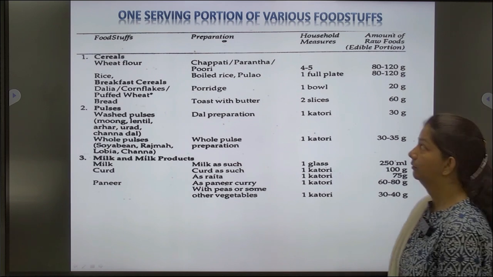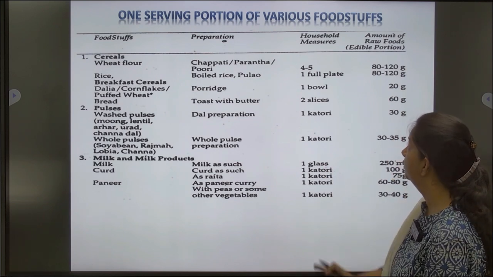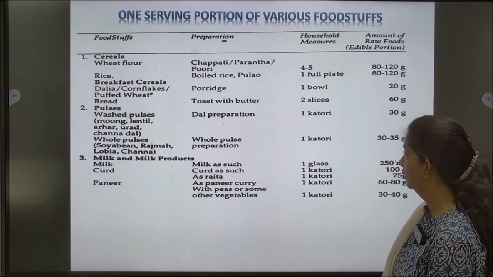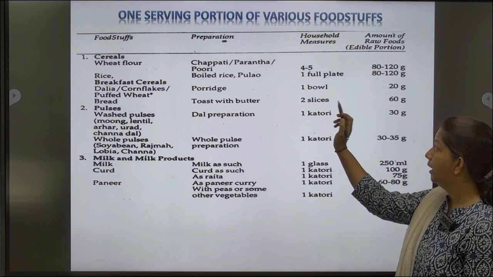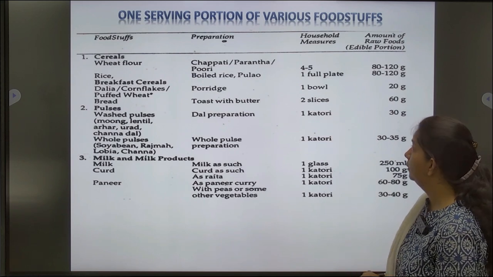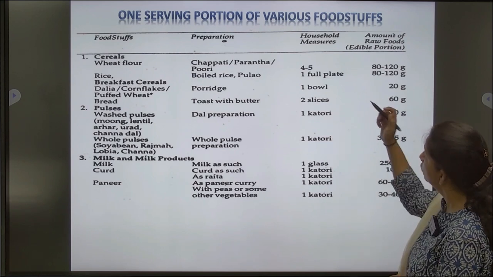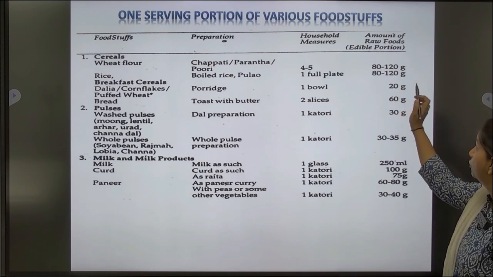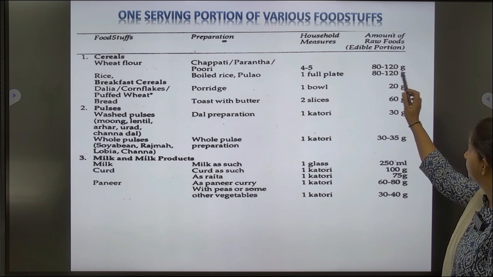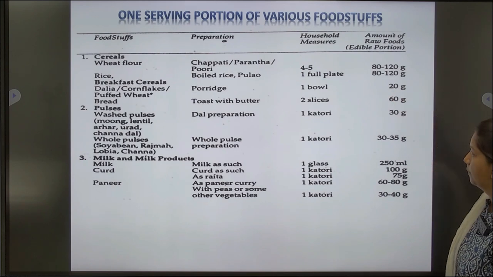This table is showing you one serving portion of various food stuffs like cereals. If we consider wheat flour, then chapati, paratha, puri prepared from wheat flour. If we are considering the household measures of 4 to 5, then the raw portion of that edible food item is 80 to 120 grams.